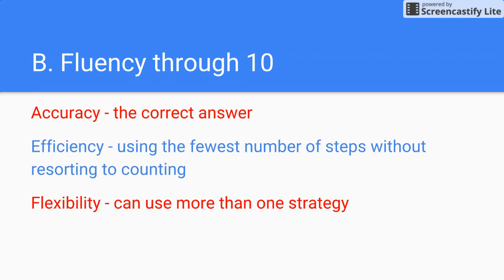Remember how we were talking about counting from 1 every time? In first grade, we want to move children off of that. So we're hoping that they are moving into those make an easier problem. Maybe they've learned their doubles facts. But if they're still going back to 1 every time, we really can't say that they've reached fluency. Flexibility shows that they know more than one strategy. They might know how to count all, but they might also know doubles. They might also know how to make a 10.